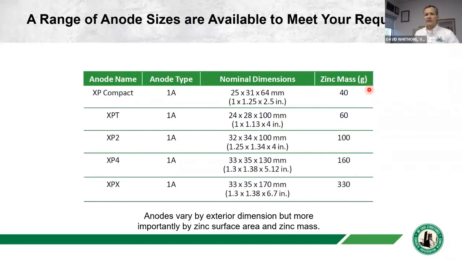Although zinc mass is important, it's only one aspect. And as you'll see, it's not the only thing that relates to the design. But clearly the bigger anodes with more zinc and more surface area will put out more current, and you can use those for protecting more steel.